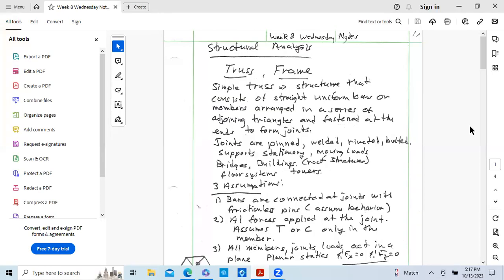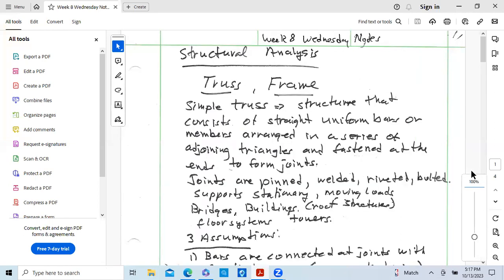I'm going to share the notes. These are posted on Canvas. I have the notes posted on Canvas. We're talking about a truss and a frame.